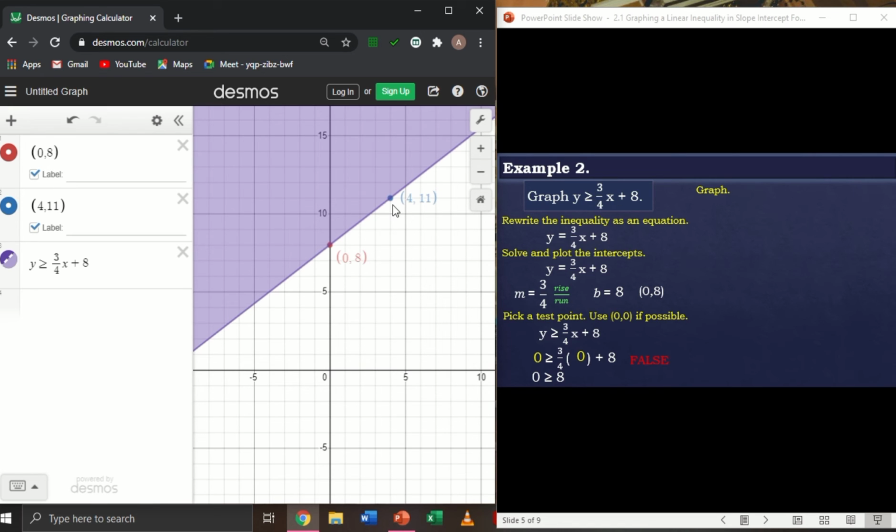Kapag wala, broken line. So, since solid line siya, ibig sabihin, lahat ng points na nandito sa line are also part of the solution. Okay? Including 0, 8, and 4, 11.